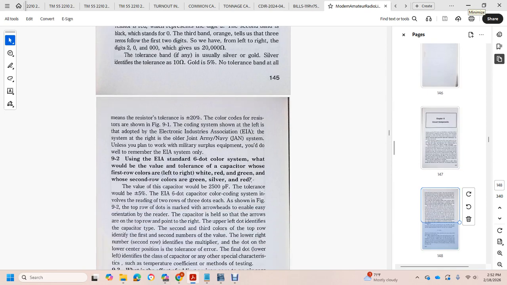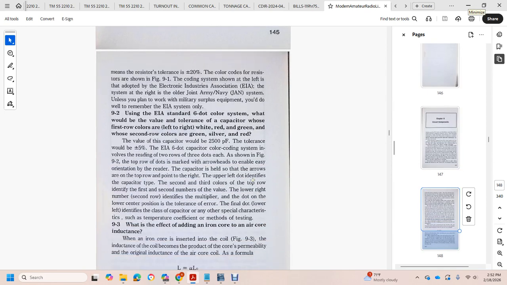With the Electronic Industries Association 6 color coded system, what is the value and tolerance of a capacitor with the first row of colors from left to right white, red, green, and the second row green, silver, red? The value is 2500 microfarads, and the tolerance is plus or minus 5%.